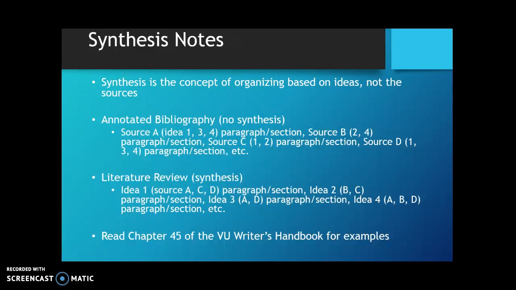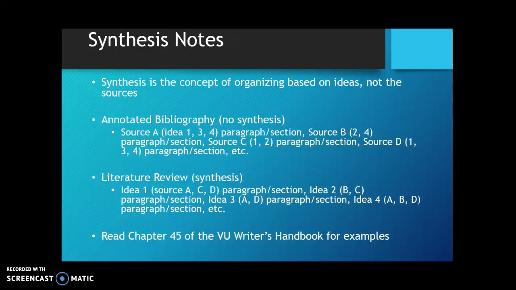For comparison, you have completed an annotated bibliography assignment. That requires no synthesis because you're writing it out, focusing entirely on just what happens in a particular source. And so, as my simple little example up here suggests, if you're writing an annotated bibliography, you're basically writing a paragraph or a section all about the ideas in source A. So let's just say, for example, it's ideas 1 and 3 and 4. It doesn't really matter what those are. They just represent different ideas.